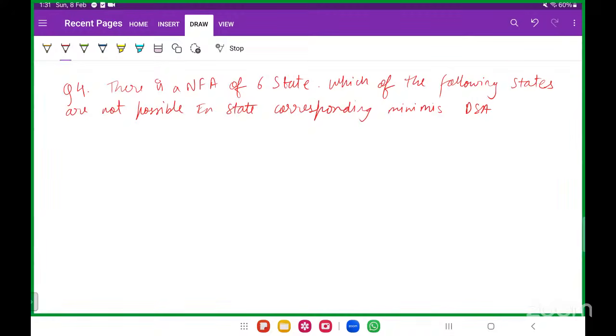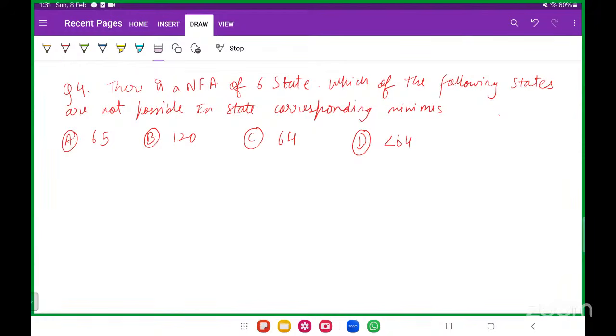So there are 4 options given. A: 65, B: 120, C: 64, D: some value which is less than 64, I don't remember. So you can write less than 64 somewhere. The question is very simple.